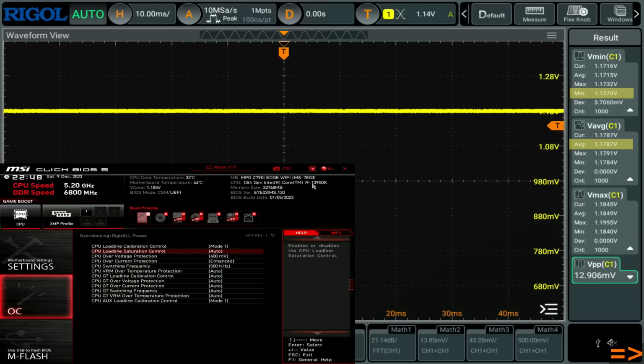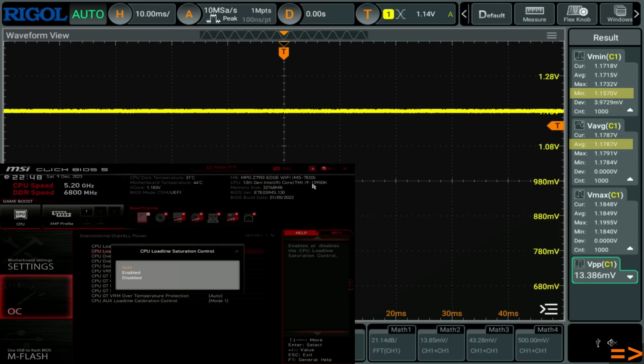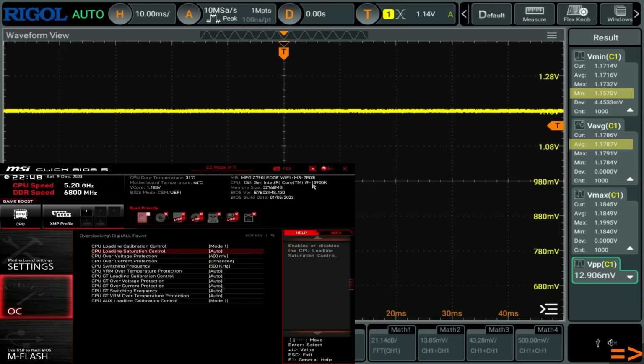Anyway, we do have this rather interesting setting called load line saturation control. Basically, it allows you to offset the starting point of the VDroop, so it allows you to shave off some idle voltage. I don't really see much utility in the ability to do that, but it doesn't hurt anything by existing, so it's kind of neat. I guess I'll show you how that works.